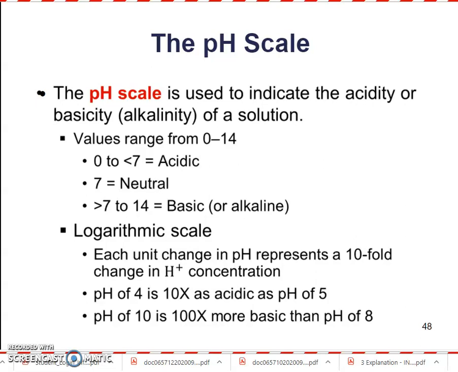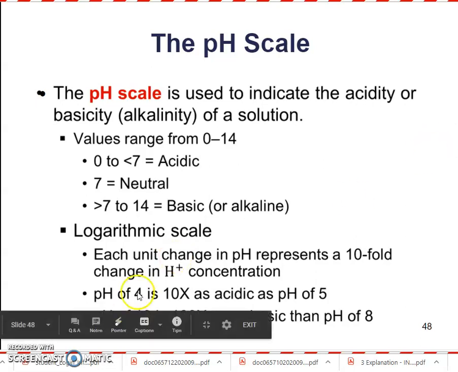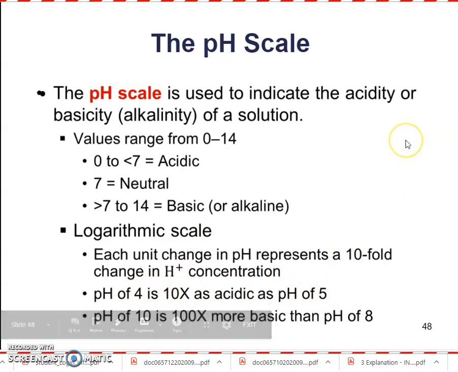All right, for pH, we're going to use the logarithmic scale. Each unit change in pH represents a tenfold change in the hydrogen ion concentration. So a pH of 4 is 10 times as acidic as a pH of 5. A pH of 10 is 100 times more acidic than a pH of 8.